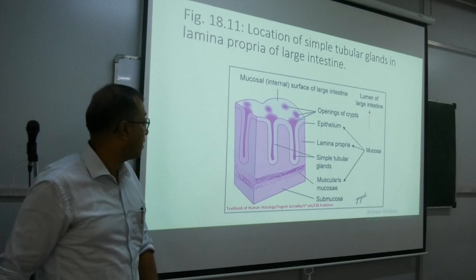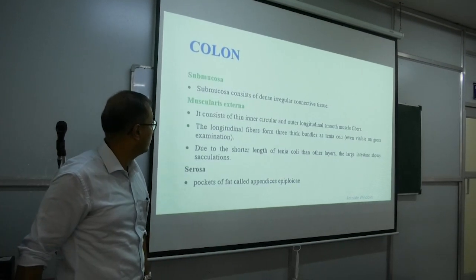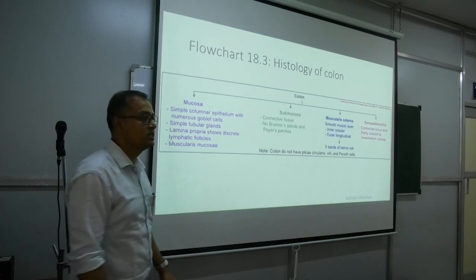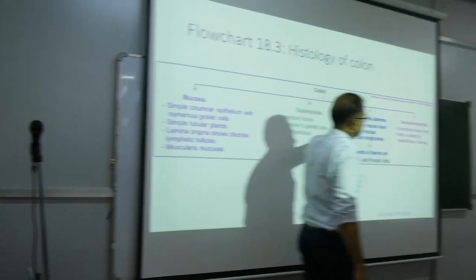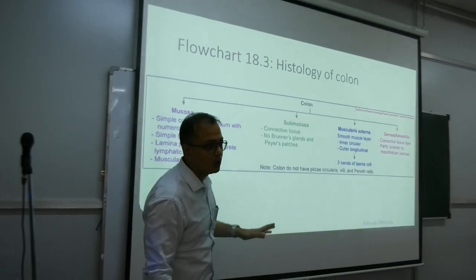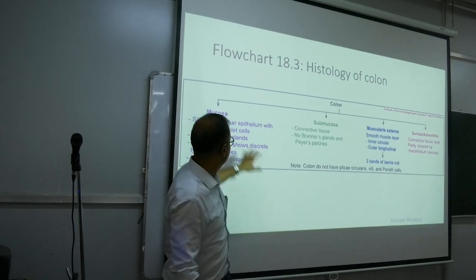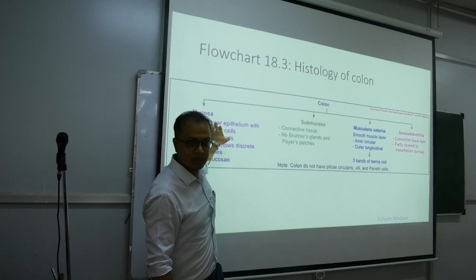This is part of the large intestine, the colon area, and the part of the colon which you are seeing here. We are going to see these features. We have the mucosa, submucosa, and the muscle layer on the outer side. These are the same features of the colon or large intestine. So whenever you see the colon, you have the mucosa, which has the epithelial cells.